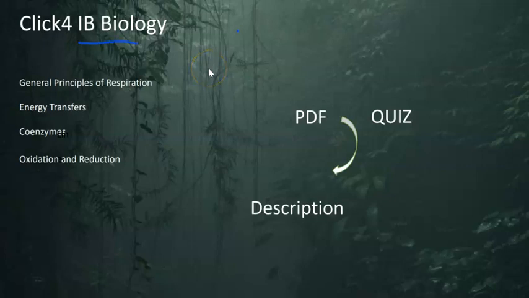Click for IB Biology. Here we're again looking at the general principles of respiration. We'll take a look at the energy transfers which occur, the idea of coenzymes, and linking that to the different forms of oxidation and reduction that we'll encounter as we go through the course. The vocabulary associated with this is critical for the answering and writing of questions in your examination.